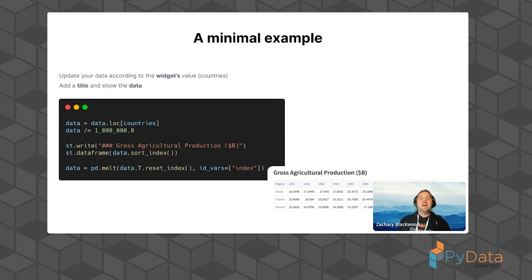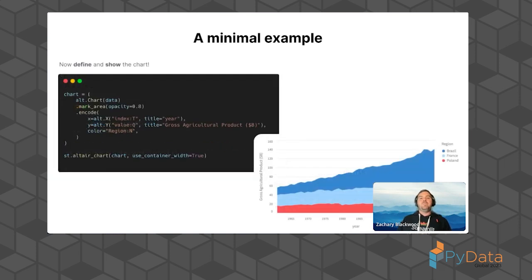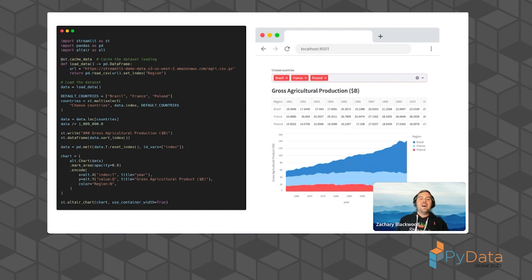And notice that we're using the output of the countries widget to filter our data. So in this case, we're showing all 3, but if you change the multi-select, it would show different ones. And now we're making an Altair chart, just plotting that data. And there you go. There's the full app, top to bottom. And it's interactive, and you can change what countries they're showing.